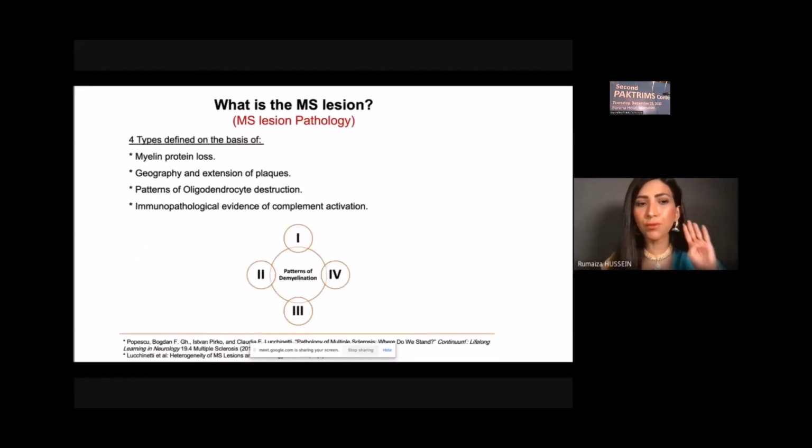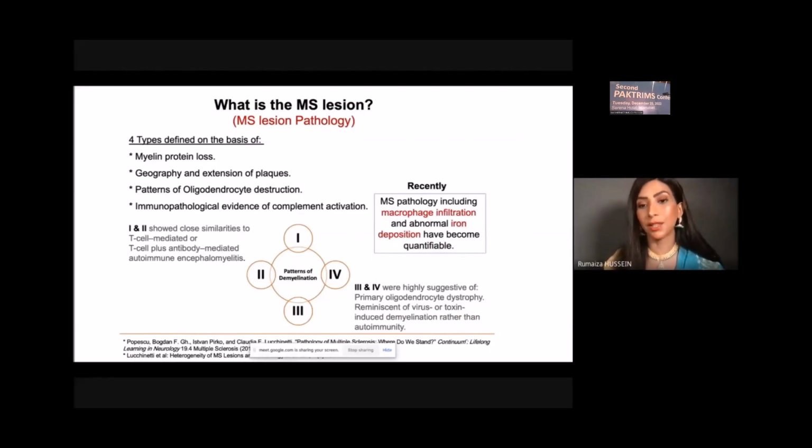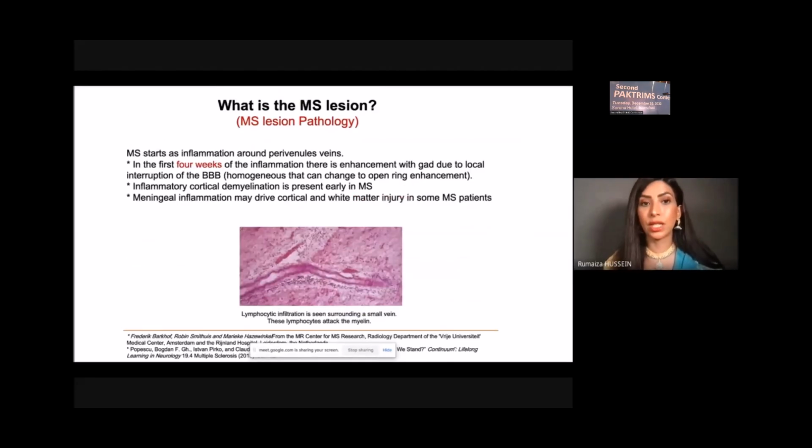So there are 4 types defined as the basis of MS lesions: myelin protein loss, geography and extension of plaques, patterns of oligodendrocyte destruction, and also immunopathological evidence of complement activation. And recently, the MS pathology, including macrophage infiltration and abnormal iron deposition, have become quantifiable within those lesions.